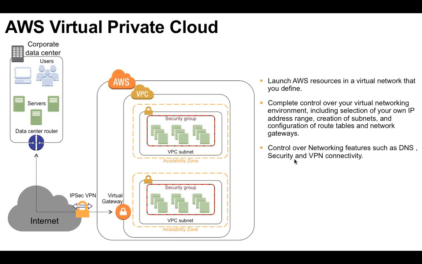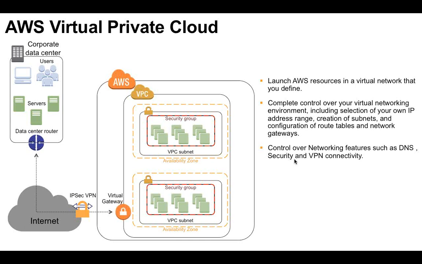An easy way to connect your data center into this VPC is through an IPsec VPN. We provide a virtual gateway that you can connect to your own firewalls or VPN gateways and have an IPsec VPN and quickly get started. So this gives you a secure network that you can connect from within your data center into AWS.